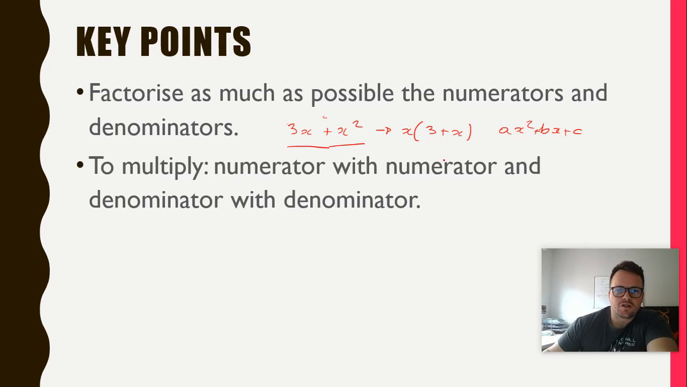Now, if your fractions are being multiplied, then you have to remember to multiply numerator with numerator. So if I remind you, 3/5 times 4/7 is the same as 3 times 4 over 5 times 7, which is 12 over 35.